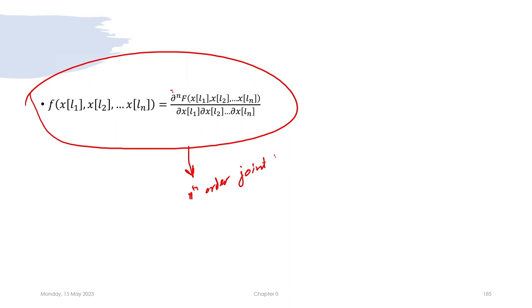joint PDF. So when I teach a course on probability, there is an entire chapter dedicated to two random variables and multiple random variables. Since we have skipped that because there are other things to do in this course, we are focusing more on communication systems rather than probability theory, but still a physical interpretation is needed.